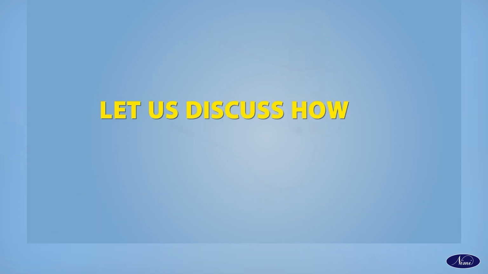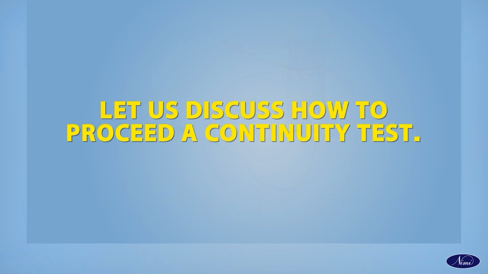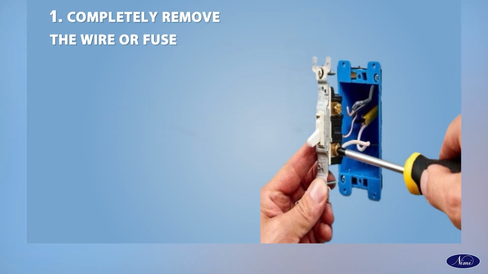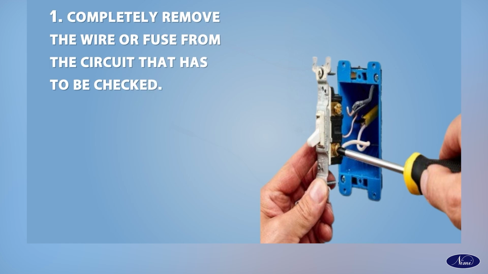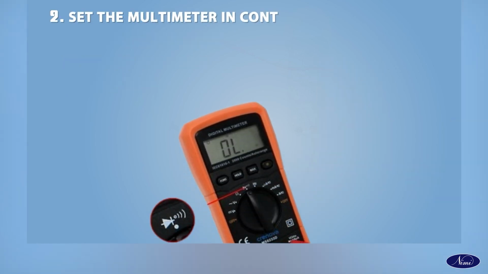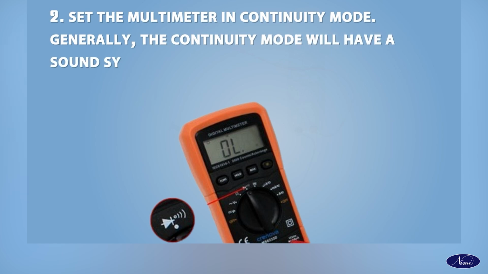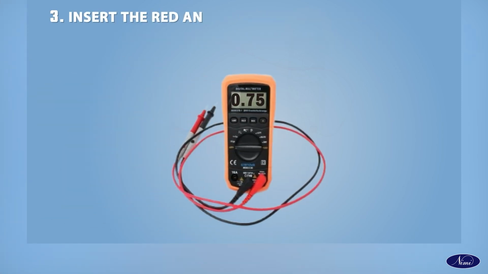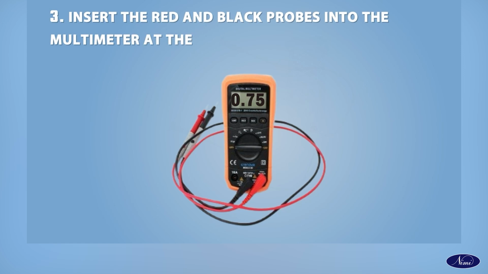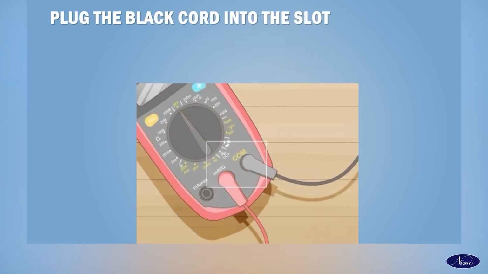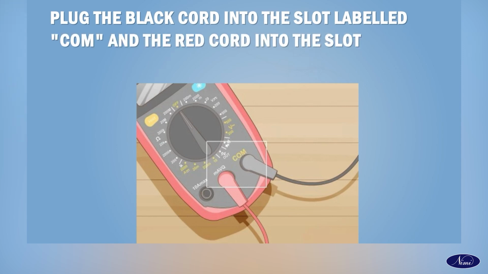Let us discuss how to proceed with a continuity test. Completely remove the wire or fuse from the circuit that has to be checked. Set the multimeter in continuity mode. Generally, the continuity mode will have a sound symbol. Insert the red and black probes into the multimeter at the appropriate ports. Plug the black cord into the slot labeled COM and the red cord into the slot labeled mAV or AV.